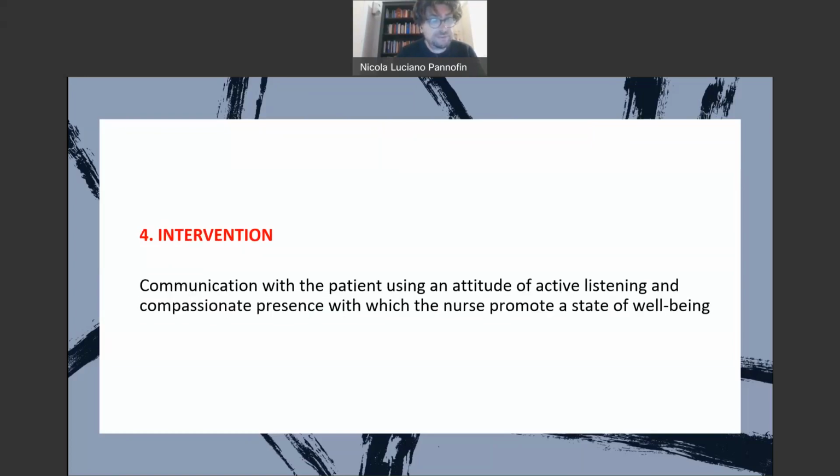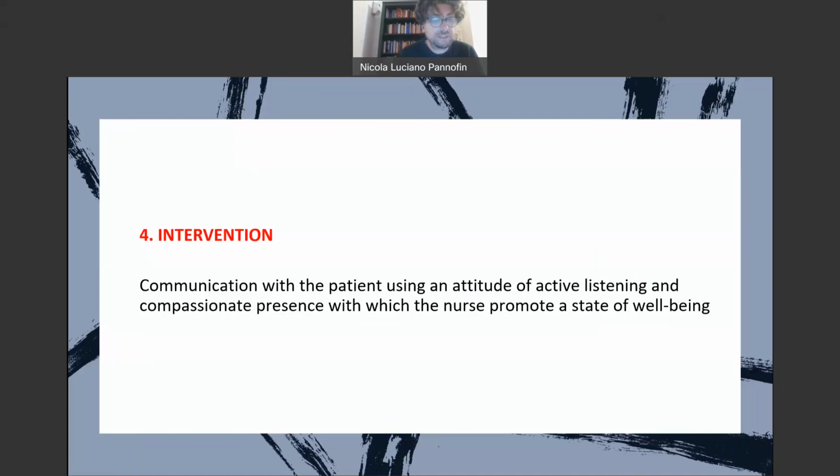The fourth phase, the actual intervention, consists in communicating with the patient using an attitude of non-judgmental listening, empathy, and compassionate presence, with sensitivity and respect for the patient's dignity as a person. The nurse can encourage religious practices in the patient or creative and artistic activities to promote a condition of well-being.